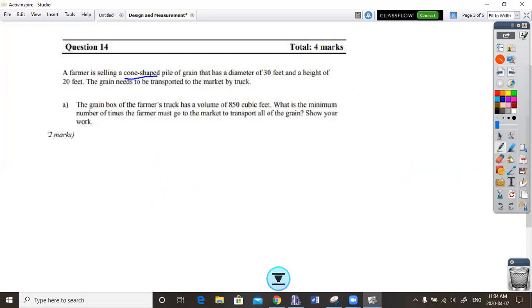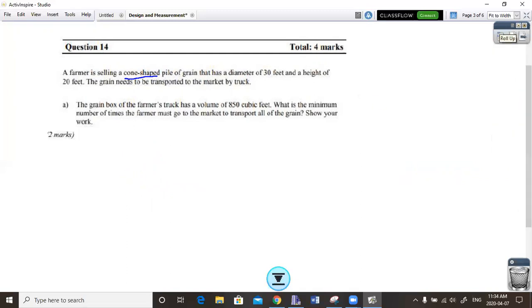Let's try that again. Shape is... There we go. That's a bit better.